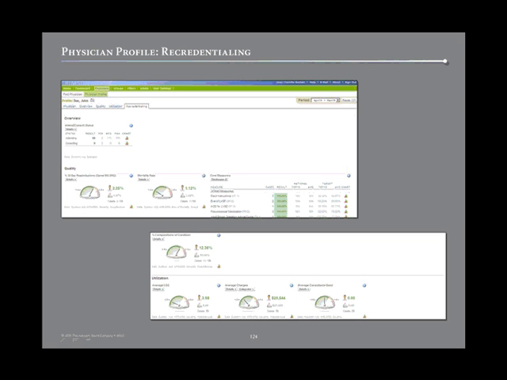In addition to looking at a physician's quality and utilization information, Crimson can also be used for recredentialing purposes. On the Recredentialing tab, we have several metrics from other areas of the application identified as key to recredentialing by the organization. This tab places them all together in one place for the convenience of printing a report. If you click on the printer icon, you have the option to print the Recredentialing profile report.